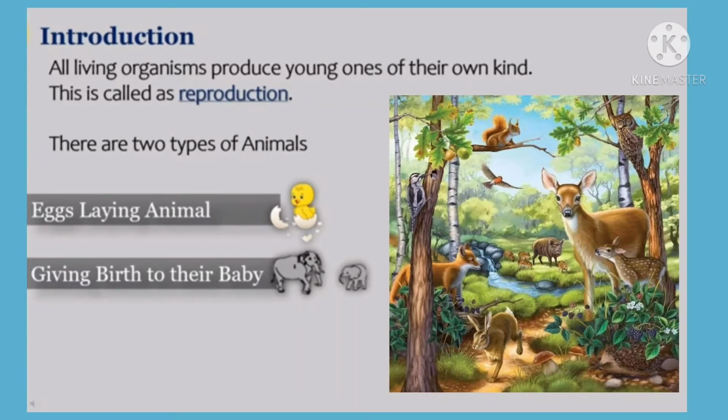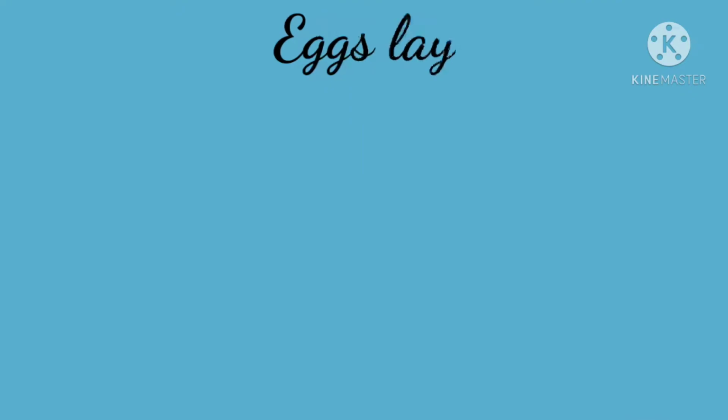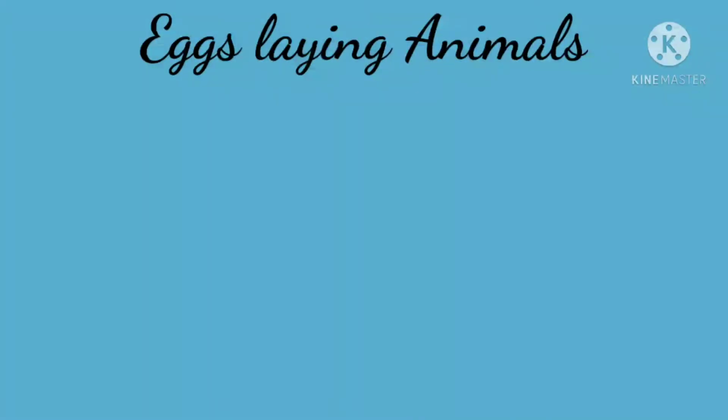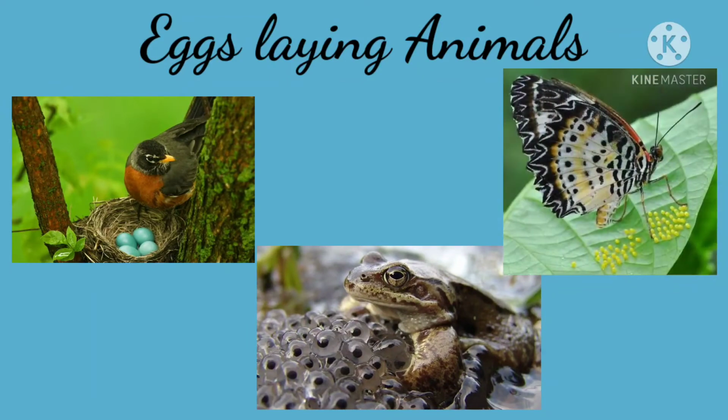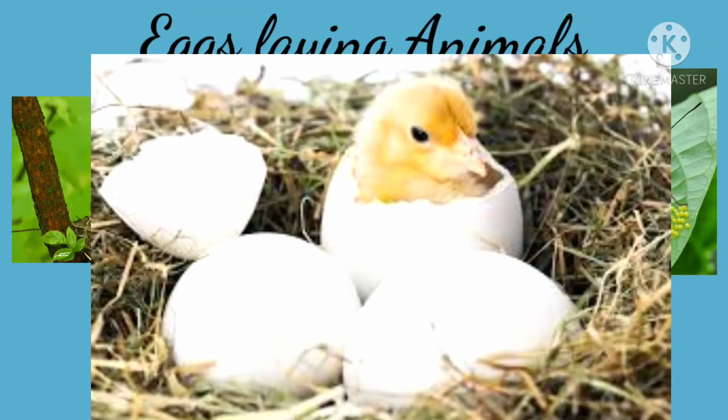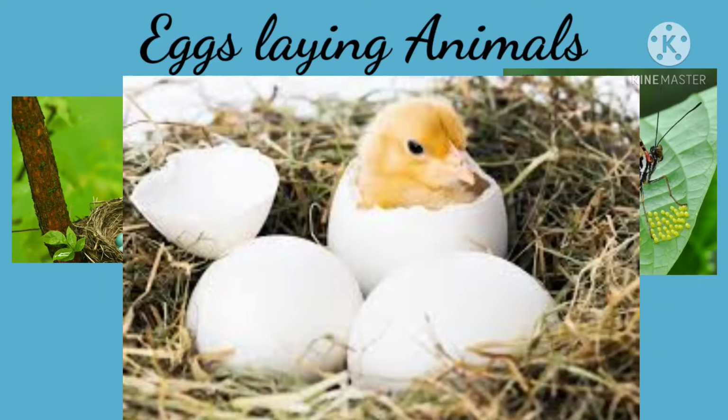First, let's study in detail about egg-laying animals. So students, there are several animals such as birds, frogs, butterflies, snakes, etc. that produce their young ones or their babies by laying eggs, and their babies develop inside the egg, and once the baby matures, it comes out or hatches out of the egg.